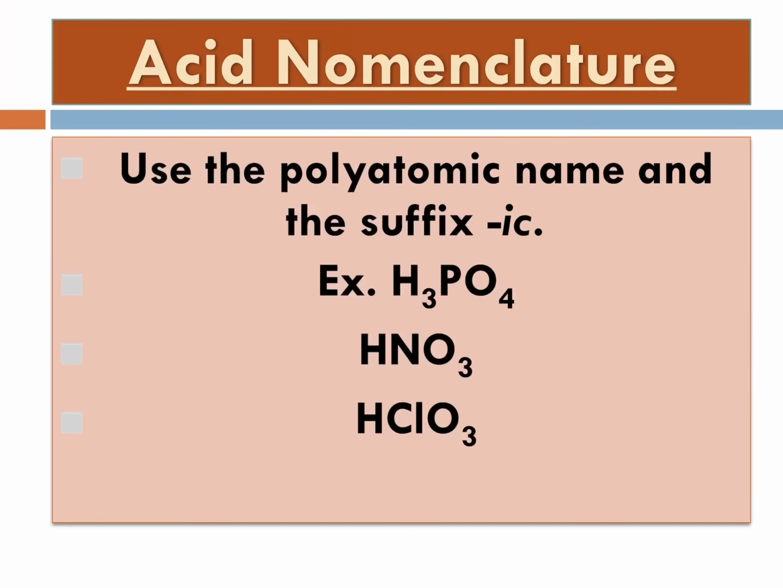Now, as far as the organic acids, we're not going to do those at this level. Things like hexanoic acid or pentanoic acid. But if you remember back at the beginning of the year, hexanoic means 6 carbons in it, so it would be an organic acid with 6 carbons.